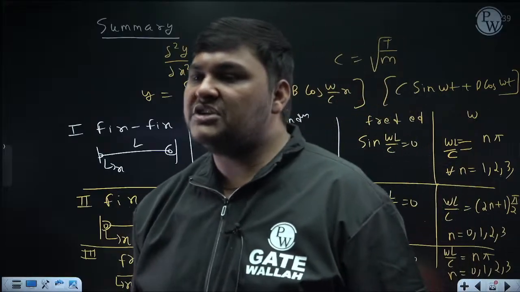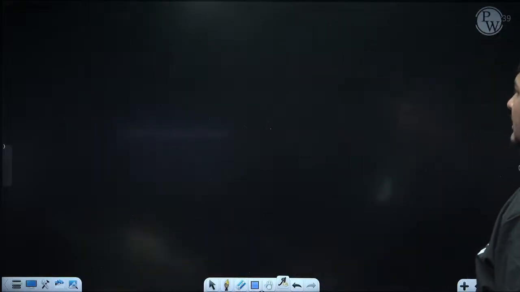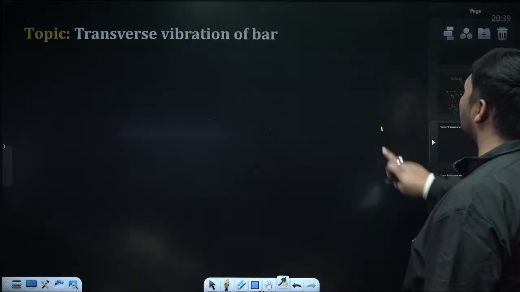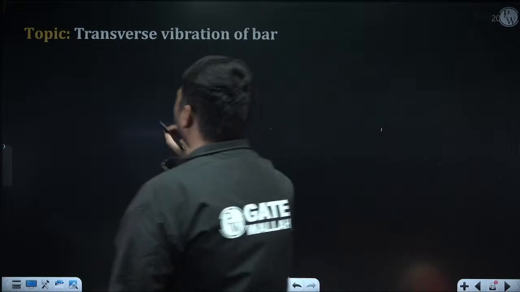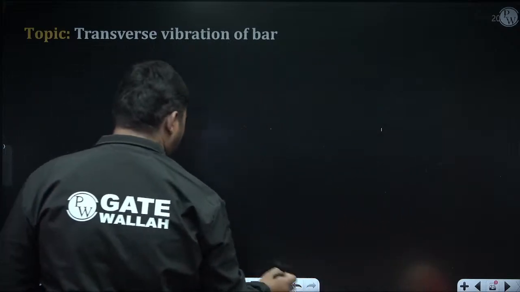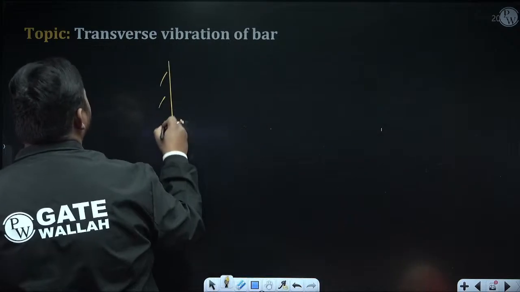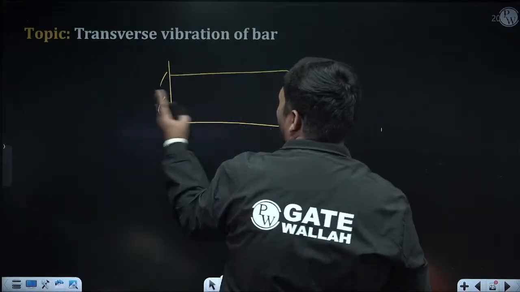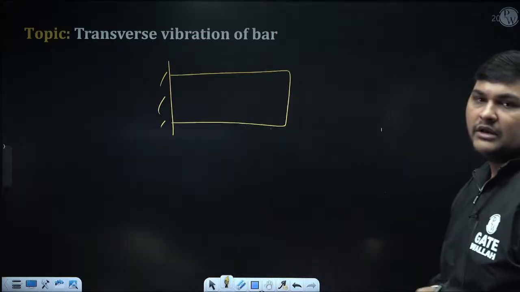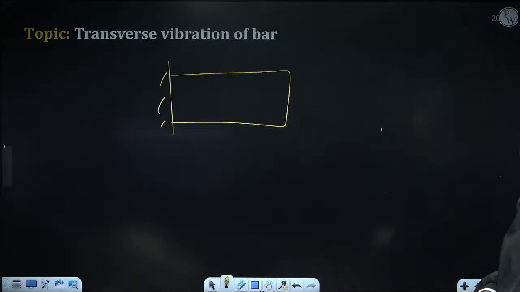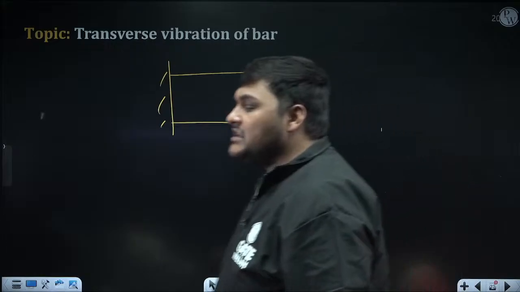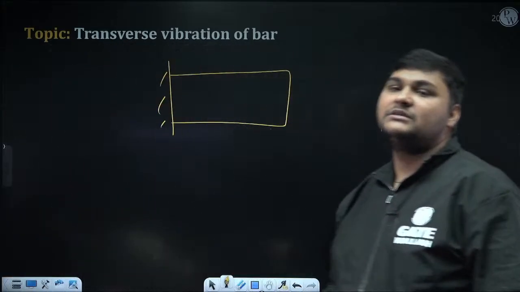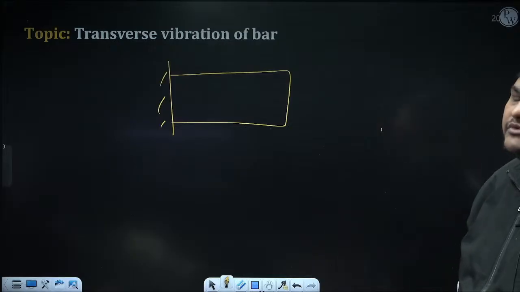Clear? So this is transverse vibration in string. After that, I will discuss longitudinal vibration in bar. When you are discussing longitudinal vibration in bar, longitudinal vibration means in bar vibration is occurring like this. Okay. So again here vibration will be wave equation. Means solution will be same as the solution which we are getting in a string.